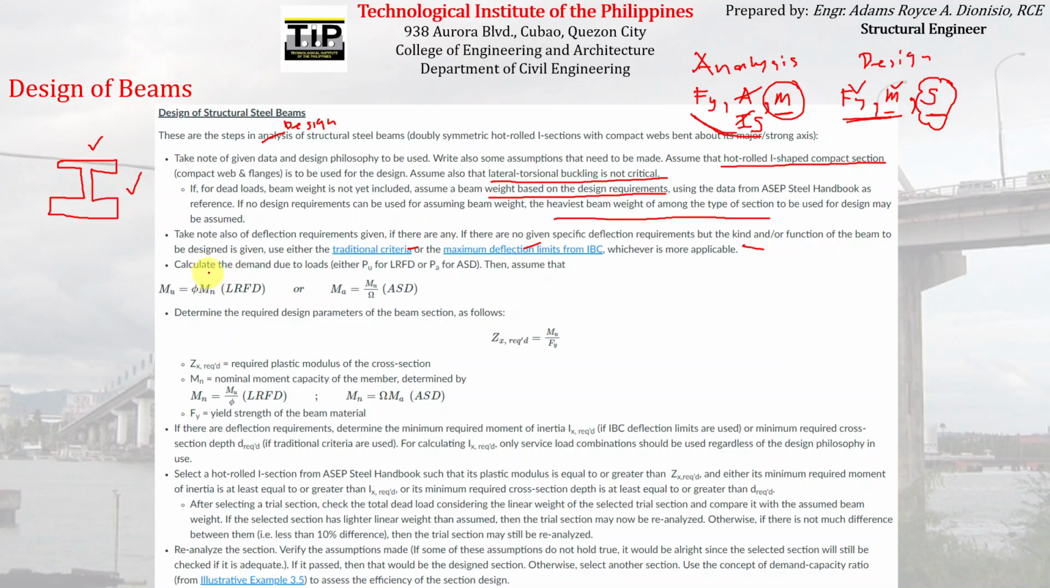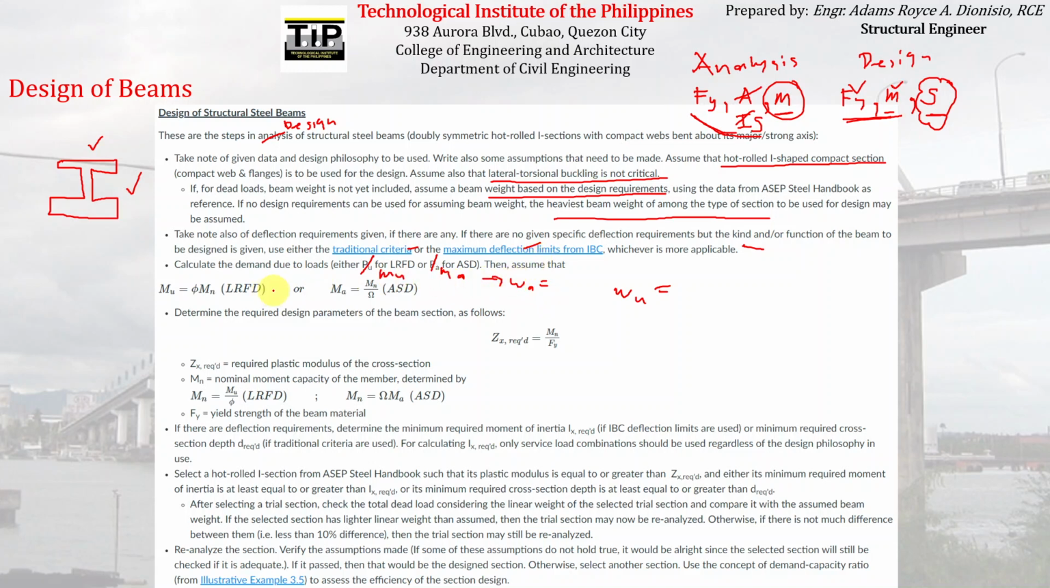Okay. After that, calculate the demand due to the loads, either PU or, why is it PU? It must be MU. MU for LRFD and this is MA for ASD. So since we are designing flexural members, this must be MU with respect to moment, and this must be with respect to moment as well. So for the case of LRFD, MU will come from WU, which is the ultimate load combo, the combination which uses load factors. MA is just equal to the service loads, the loads that don't use load factors.